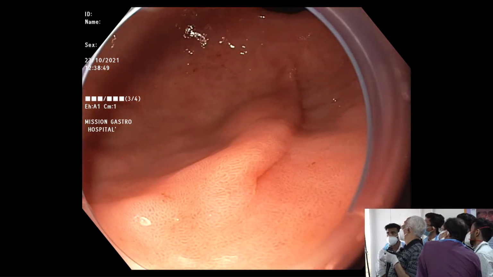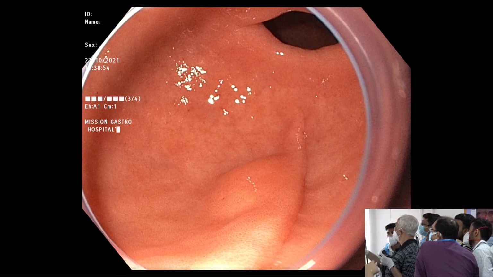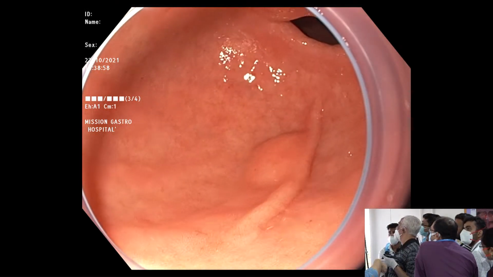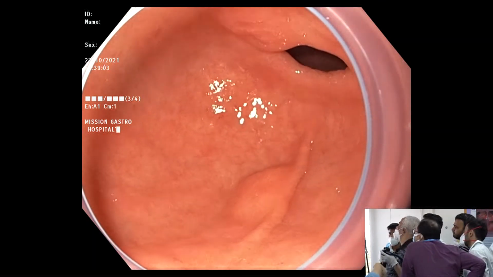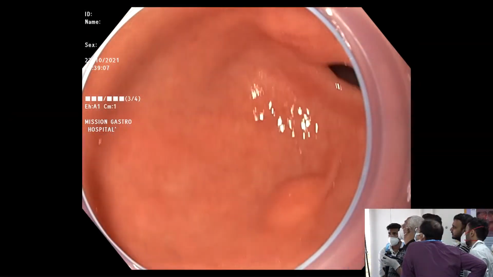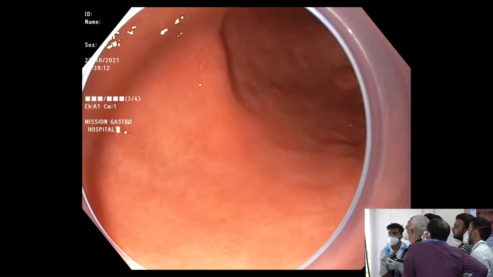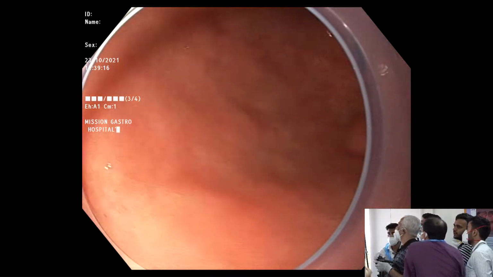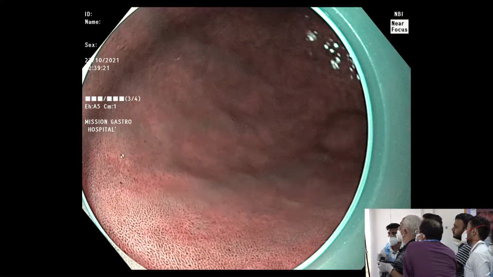Okay. Any guesses what this is? There's something here. Pancreatic cyst. You suspect a pancreas. Okay. What else? Can be something else as well. Lipoma. Because there is no umbilication.